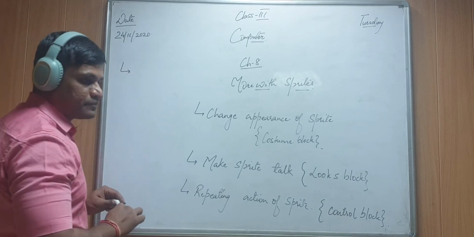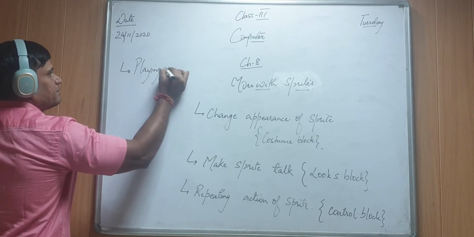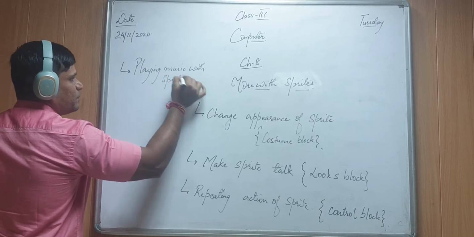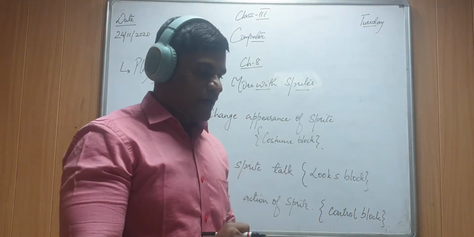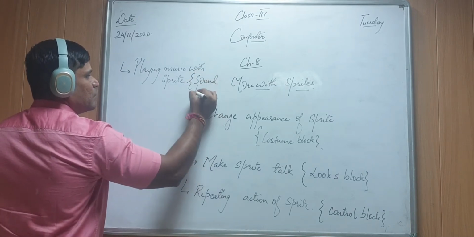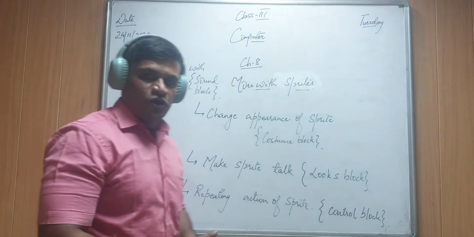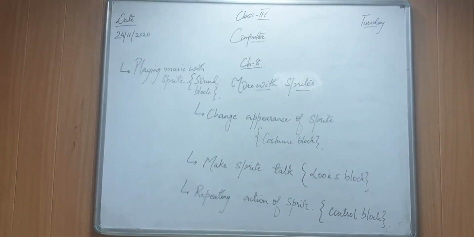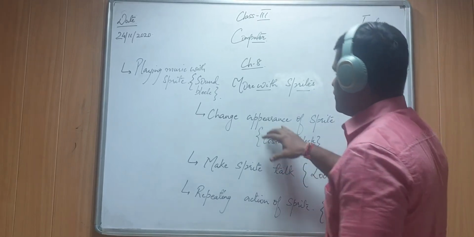and that topic is playing music with the sprite. Playing music with the sprite means that in the background, whenever the sprite is performing the action, certain music will be played, and this can be done by using the sound block. So these 4 to 5 topics are going to be covered in today's chapter, chapter number 8.